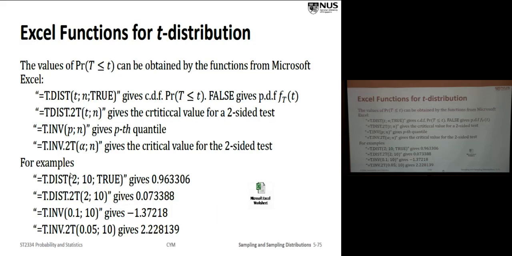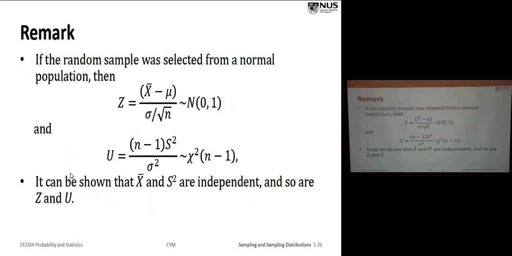And this is how you can use Excel. I'm not going to go through that. I think you can do that yourself.